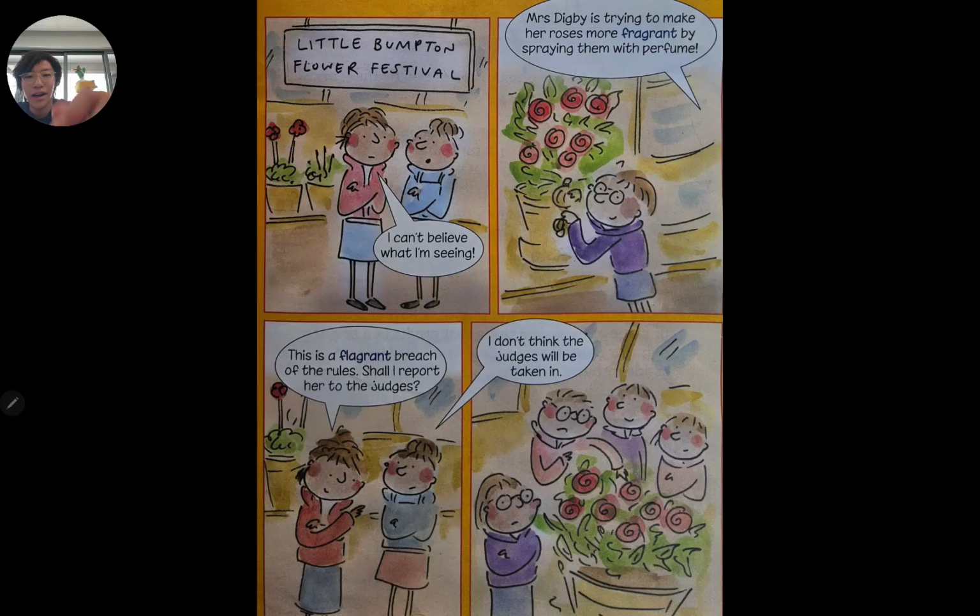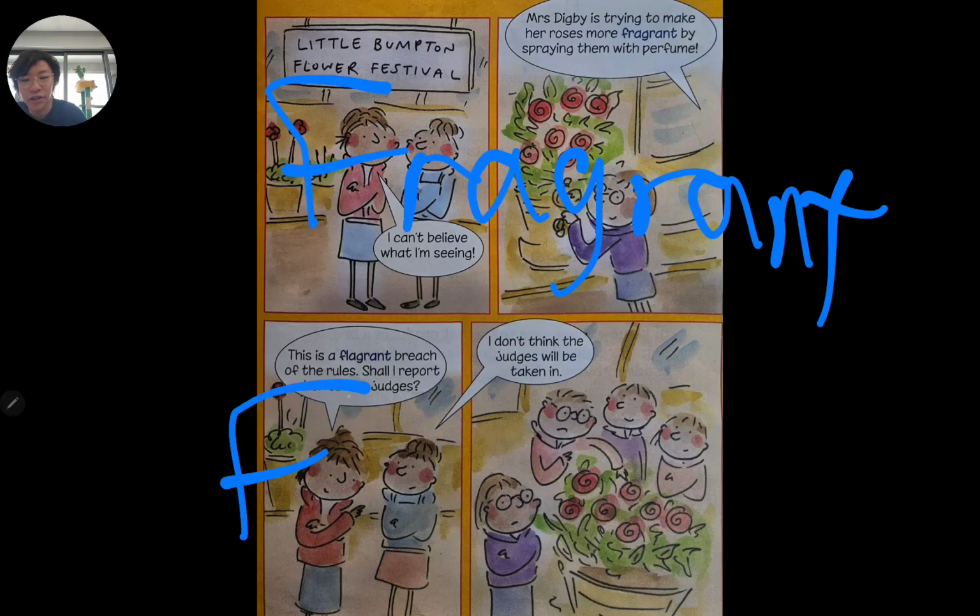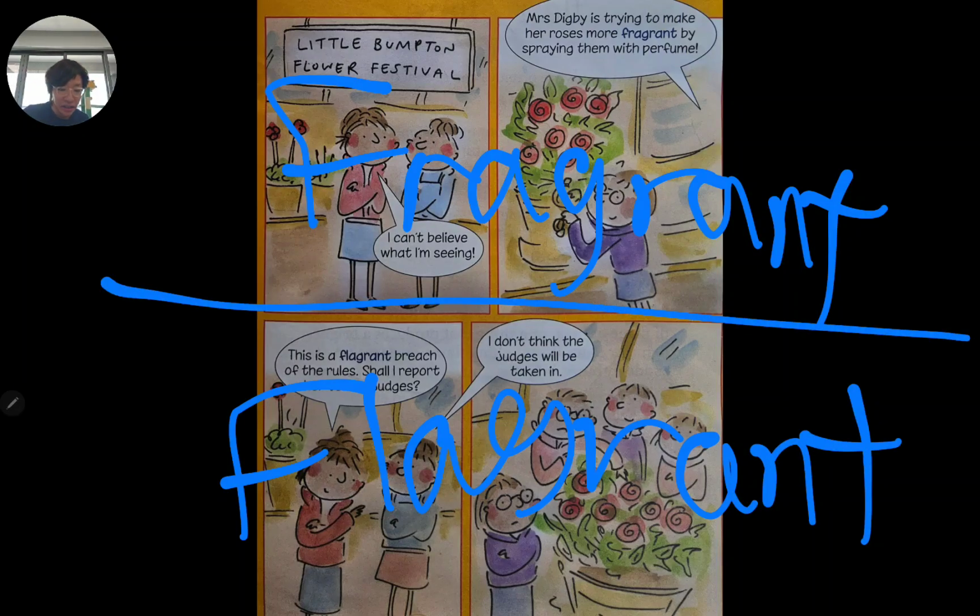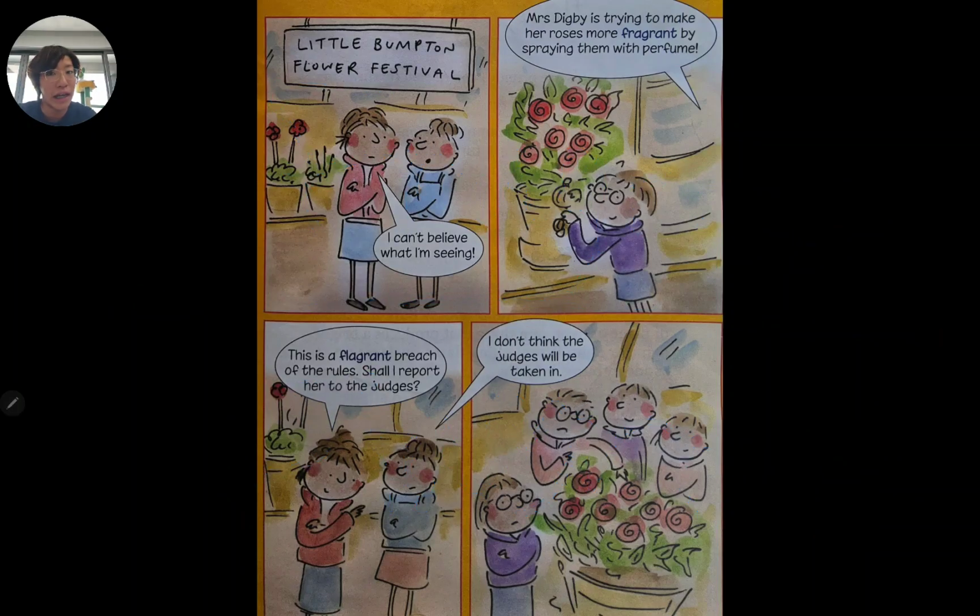Alright, next up we have the words fragrant and flagrant. When something's fragrant, it has a very pleasant smell, like perfume makes you fragrant. Whereas flagrant is used to talk about very big actions and behaviors, like something that's rule breaking, that kind of thing.